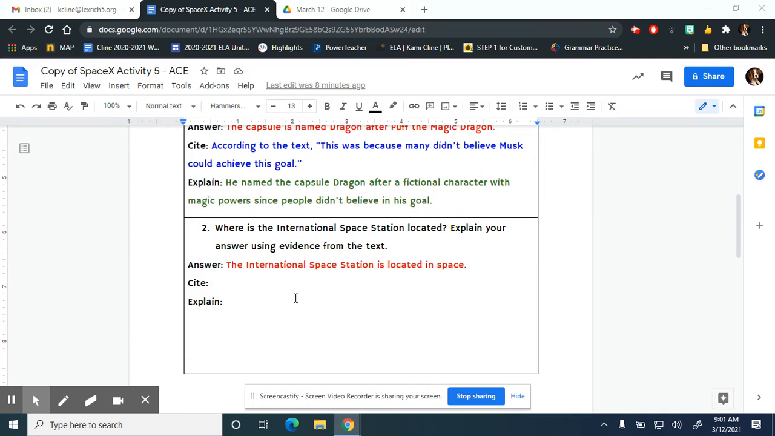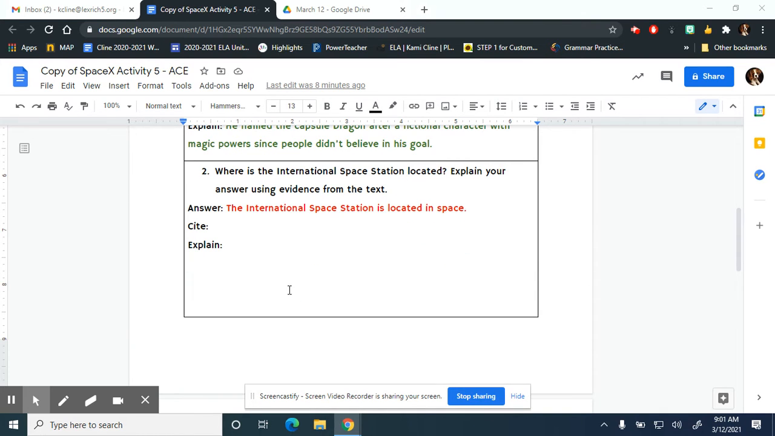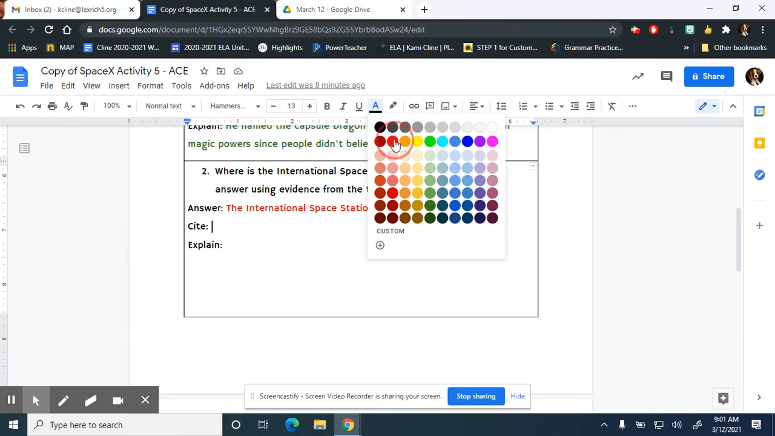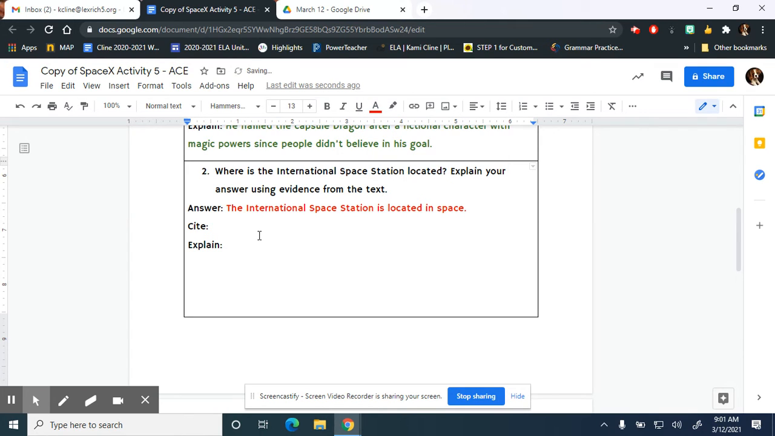Okay, now let's take a look at question number 2. Where is the International Space Station located? Explain your answer using evidence from the text. Well, you can go up and down every sentence in this text, and it's not going to say exactly where the space station is located. But you can use your inferencing skills when it says it's orbiting, that the International Space Station is located in space. So that's your answer.